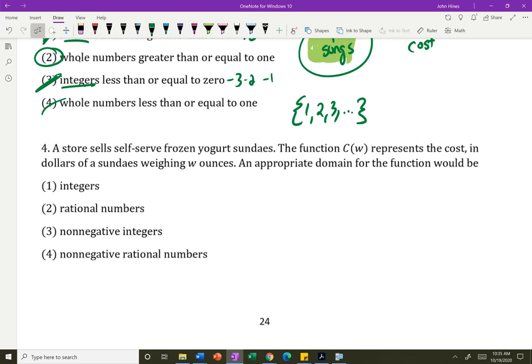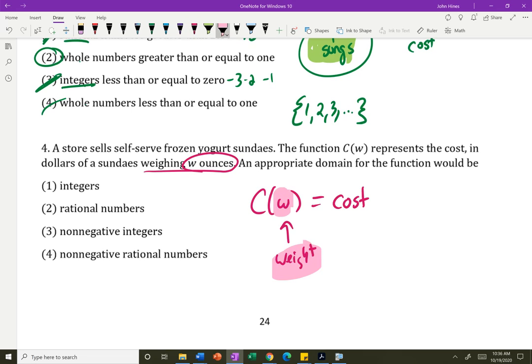A store sells self-serve frozen yogurt. We got to go to toppings here. The function C of W represents the cost. So this equals the cost. That's my output. After weighing, this W here is the weight of my froyo. An appropriate domain. So I'm dealing with domain here. I'm dealing with the weight. I'm not dealing with the cost. That's my output. I'm dealing with the weight.